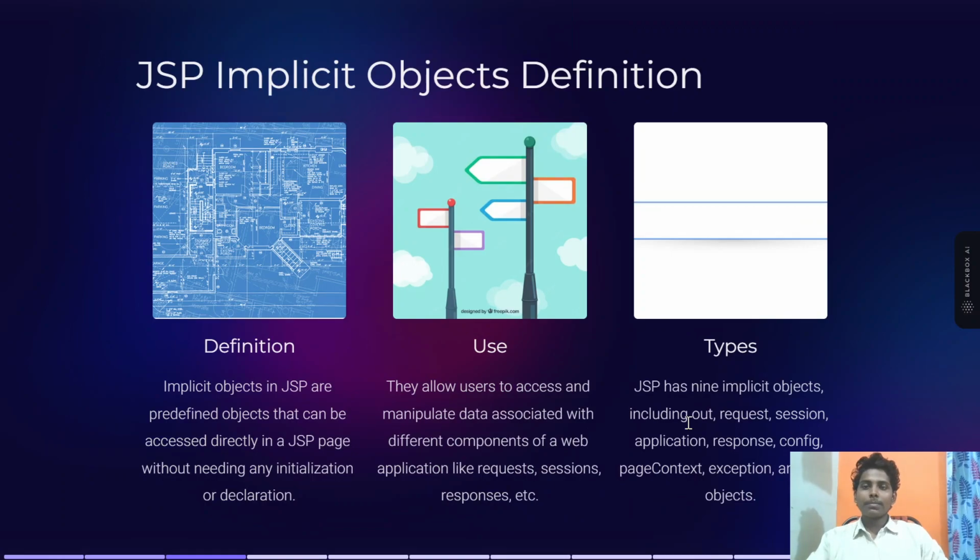Coming to the JSP implicit objects definition. Implicit objects in JSP are predefined objects that can be accessed directly in a JSP page without needing any initialization or declaration. Usage: they allow users to access and manipulate data associated with the different components of a web application, like requests, sessions, responses, etc. Types: JSP has 9 implicit objects including out, request, session, application, response, config, pageContext, page, and exception.